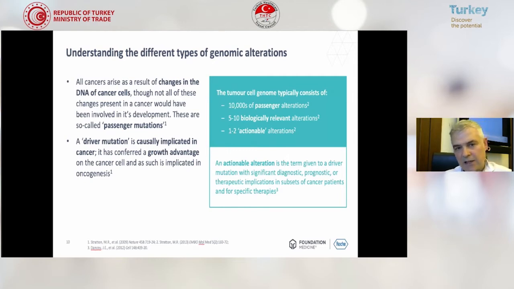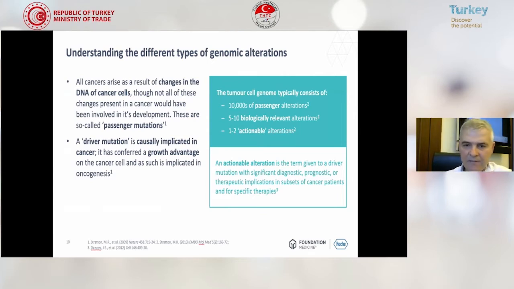All cancers arise as a result of changes in the DNA of cancer cells, though not all of these changes present in a cancer would have been involved in its development. These are called passenger mutations. We have many passenger mutations. As you see in this slide, maybe 10,000 passenger mutations.